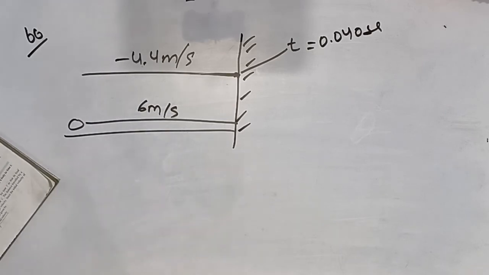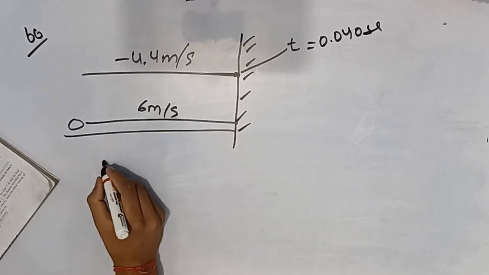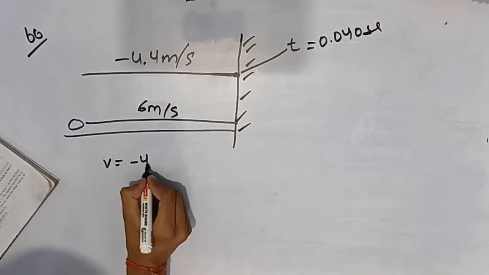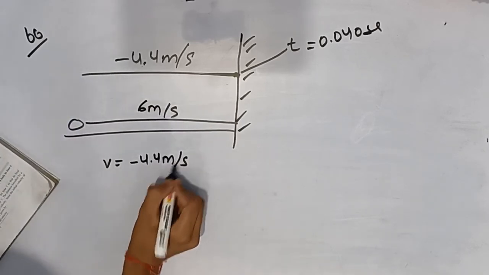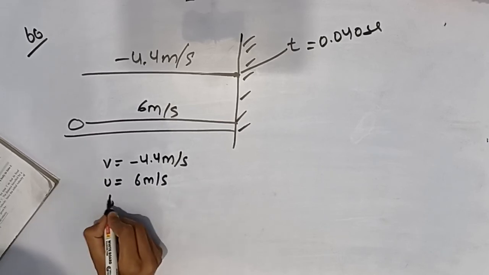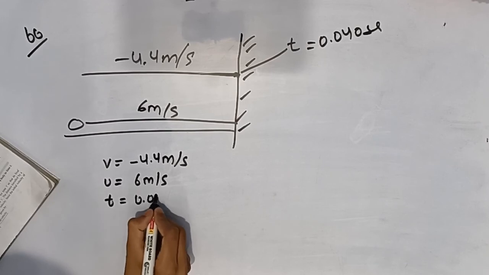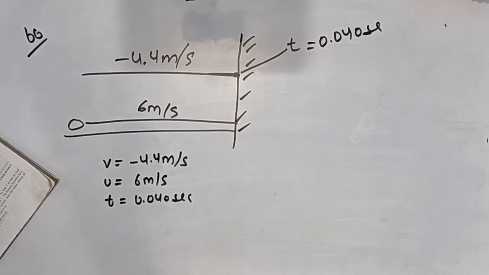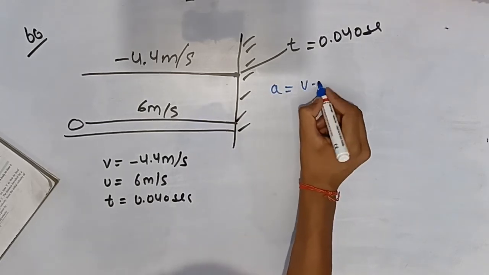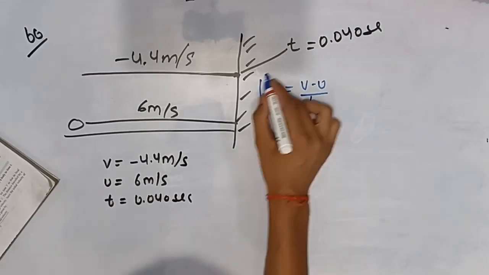So what do we have to find? We have to find the acceleration. See first, friends, v is equal to our final velocity, minus 4.4 meter per second. Our initial velocity u is 6 meter per second and time t is 0.04 second. So we will directly place them in the acceleration formula. v minus u upon t is the formula of our acceleration.